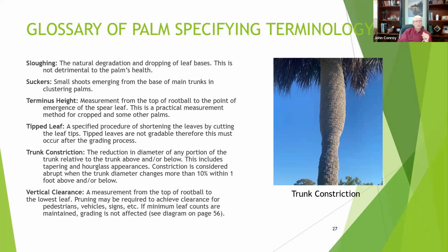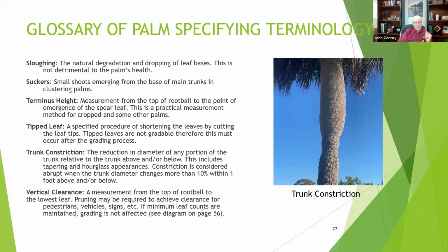The last few concepts or terms in the glossary: sloughing, that's just a natural degradation and dropping of leaf bases. Suckers, we talked about suckers before because that's part of the multiple trunk palms. Well, we'll talk about that in a couple of minutes. When you have suckers, you've got to decide what you're going to do with them because they can be a distracting part. And when you're dealing with your specs, you're going to have to decide which way to go.